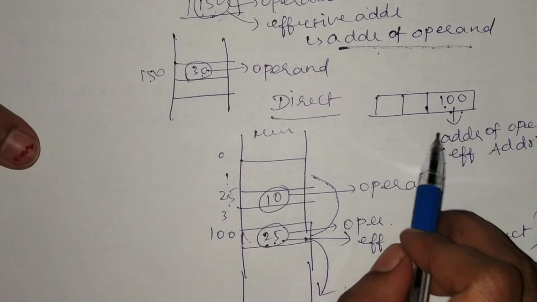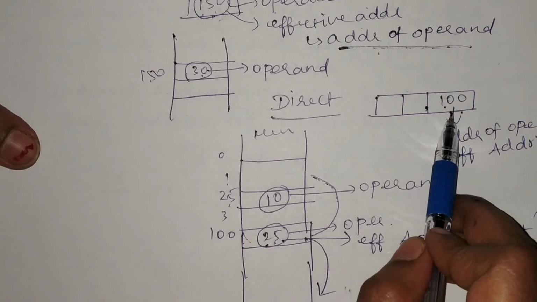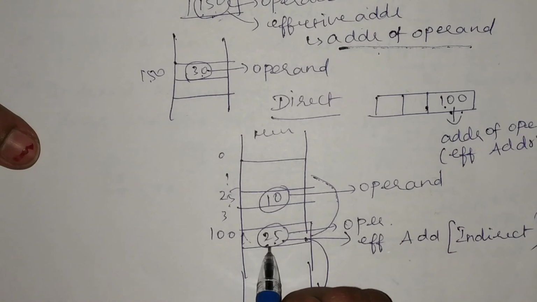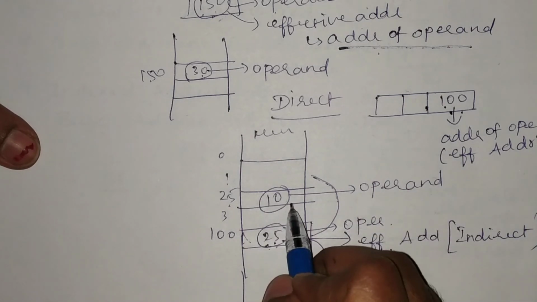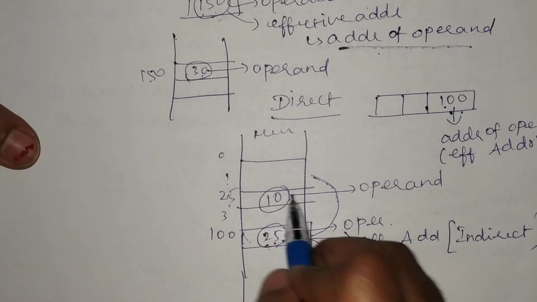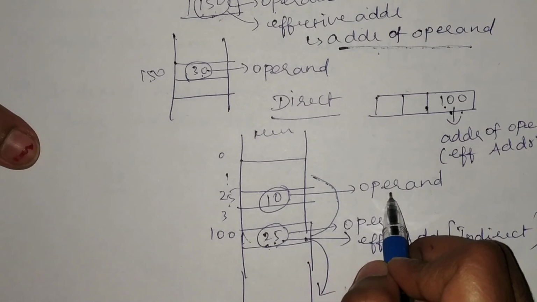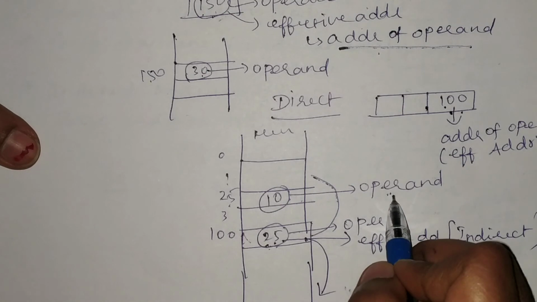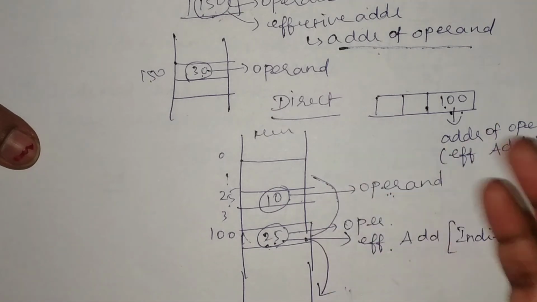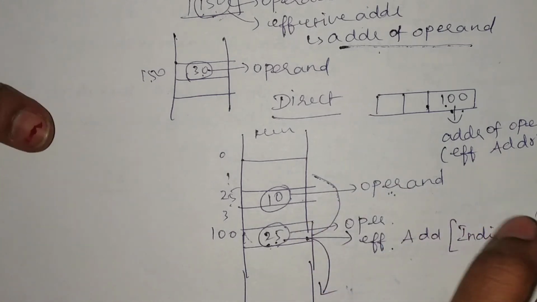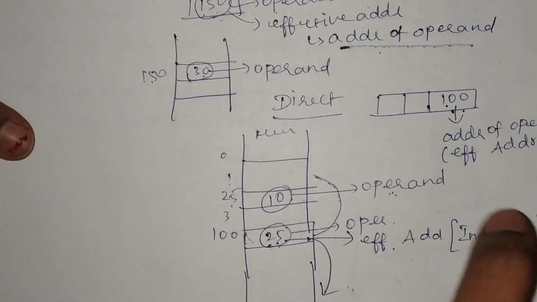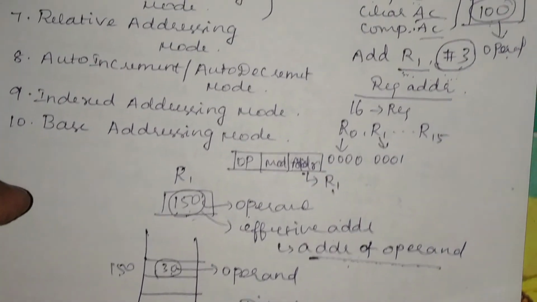But in indirect addressing mode 100 is not the effective address, so whatever content we have in that 100th location is the effective address, and again in the 25th location whatever content we have will be considered as the operand, and this content will be used to perform some operation in our instruction. This is how direct and indirect addressing modes work, and the remaining addressing modes we will discuss in the next video.